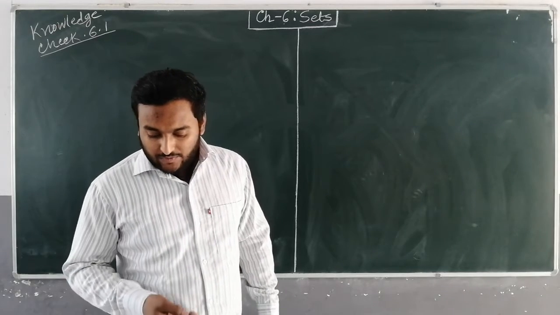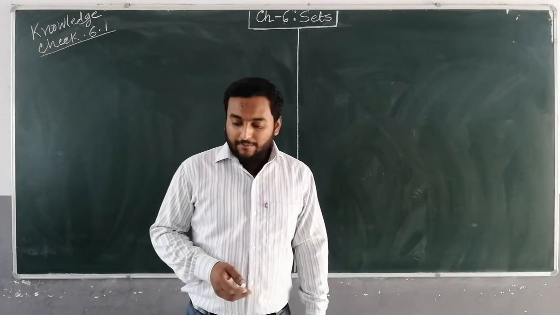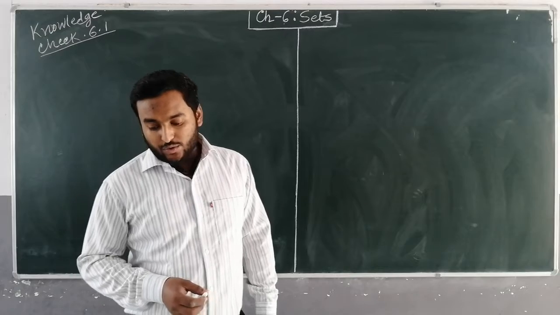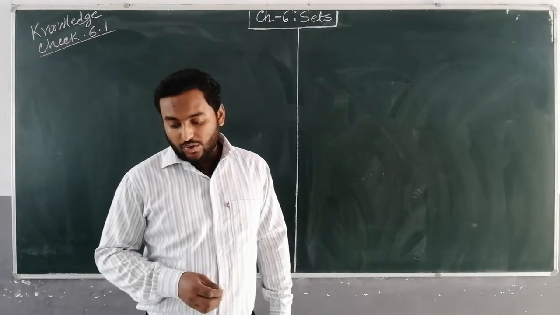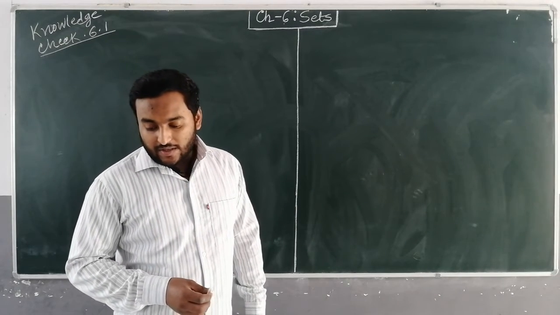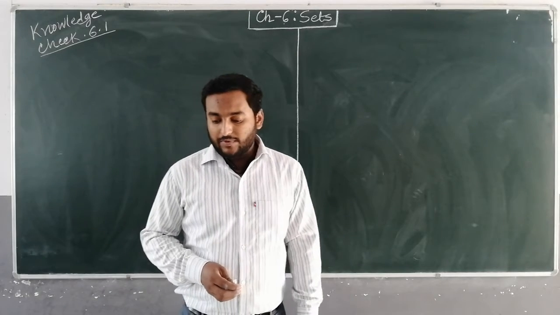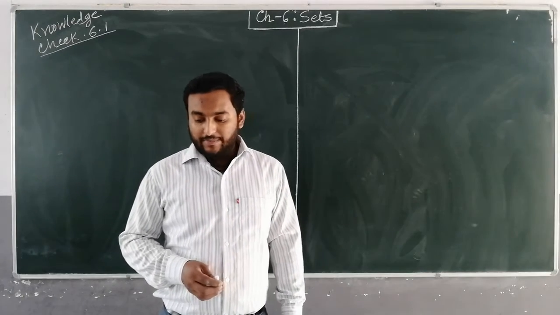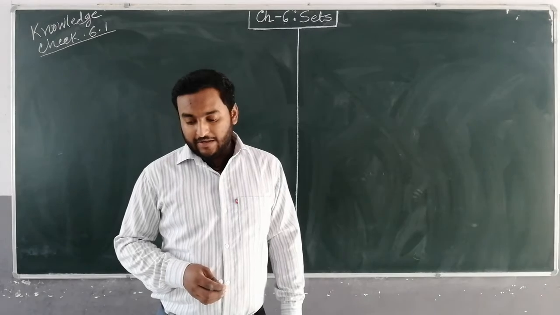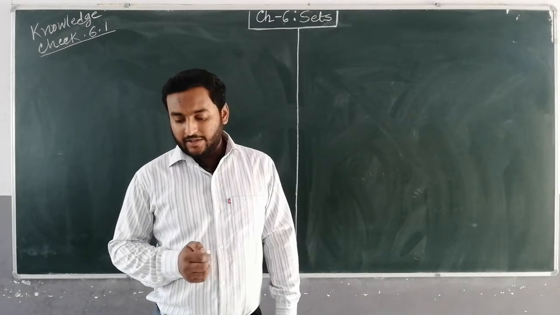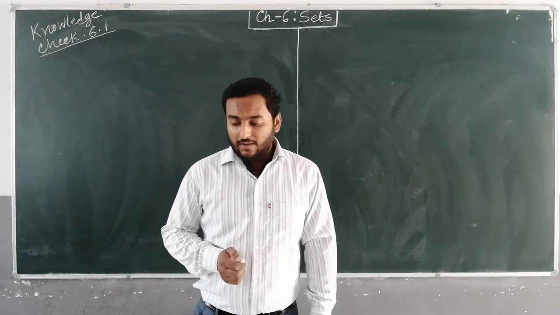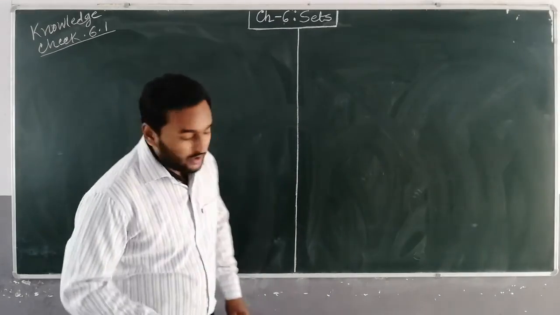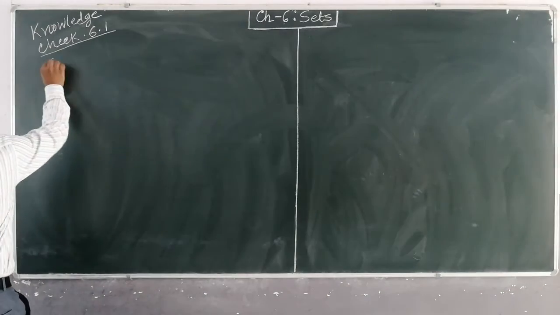It is given that ξ equals {a, b, c, d, e, f}, A equals {a, e, f} and B equals {a, c, e}. Then verify that (A ∪ B) complement equals A complement ∩ B complement, and second part, (A ∩ B) complement equals A complement ∪ B complement. Okay, so question number 5.